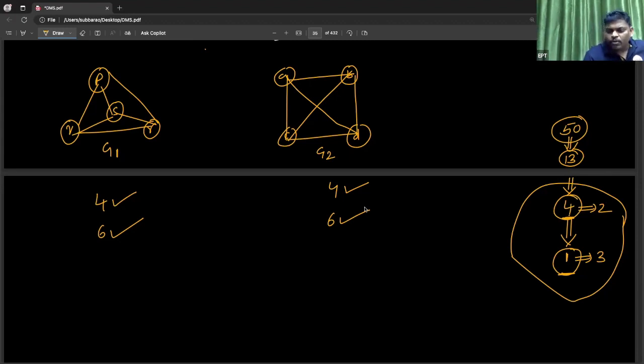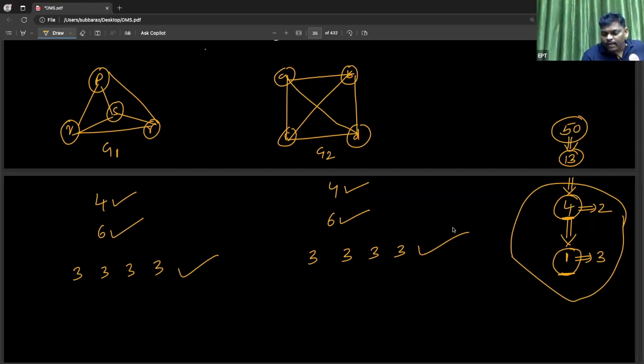I am very happy. Can you say the degree sequence? Can you say the degrees one by one, in any order? P degree 3. Q degree 3. R degree 3. S degree 3. Right? Now here, in any order: A degree 3, B degree 3, C degree 3, D degree 3. These are the same. Degrees also the same. And one more thing.